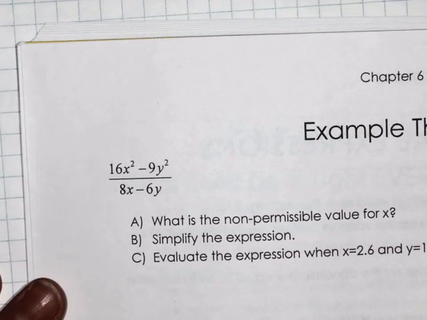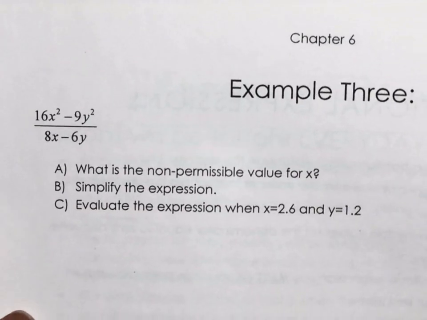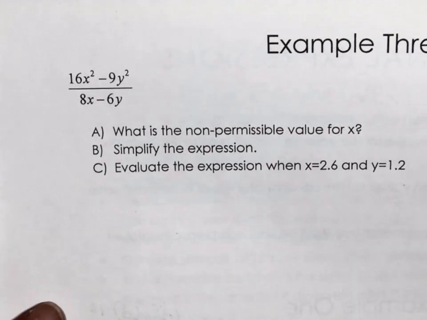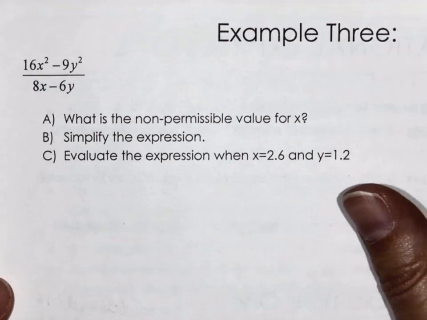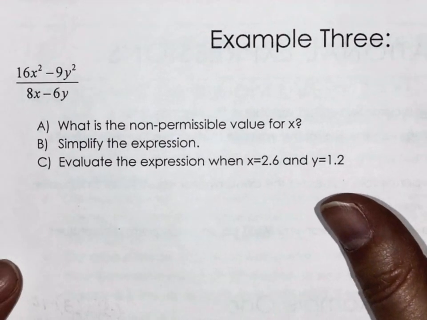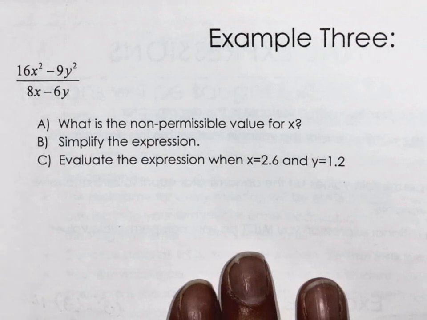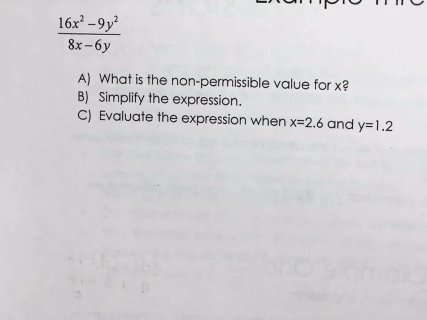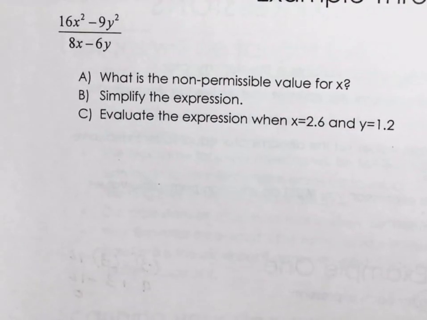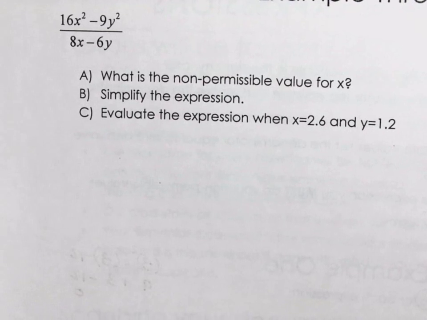All right, example number 3, a little bit more complicated. What's the non-permissible value for x? Okay, what's step 1? What do we do? Step 1 is factor everything. So let's factor the numerator and the denominator. This will help us answer everything else.